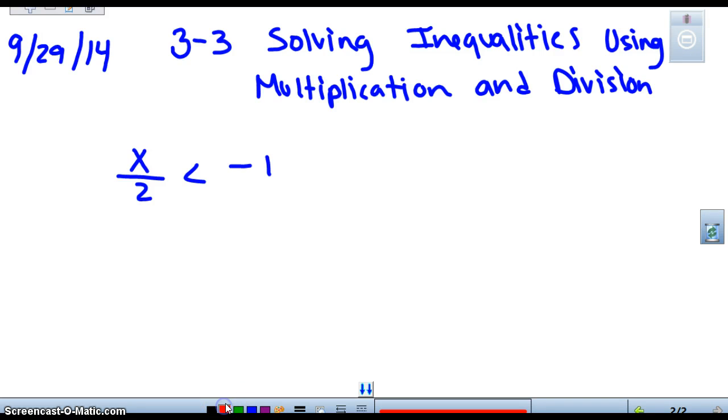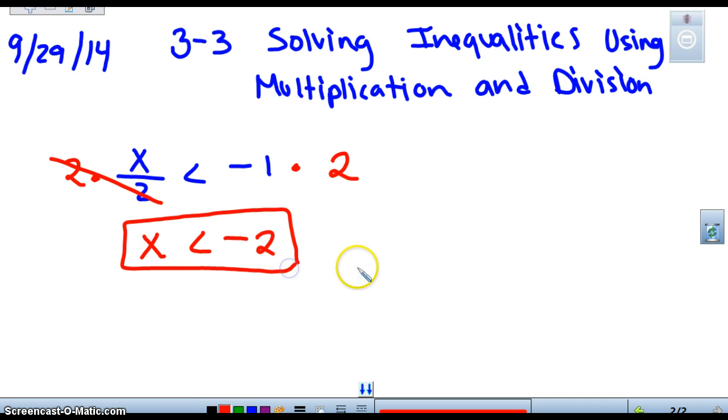Today we're solving inequalities using multiplication and division. Well, we have to solve x divided by 2 is less than -1. What's the inverse operation? Times 2. What you do to one side, you do to the other. So x is less than -2.